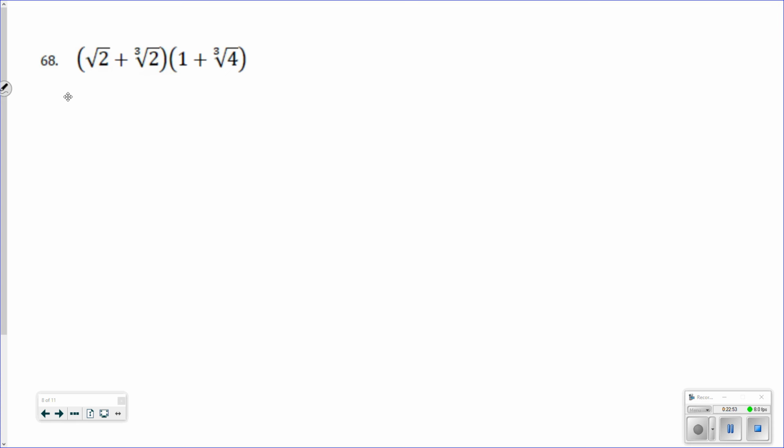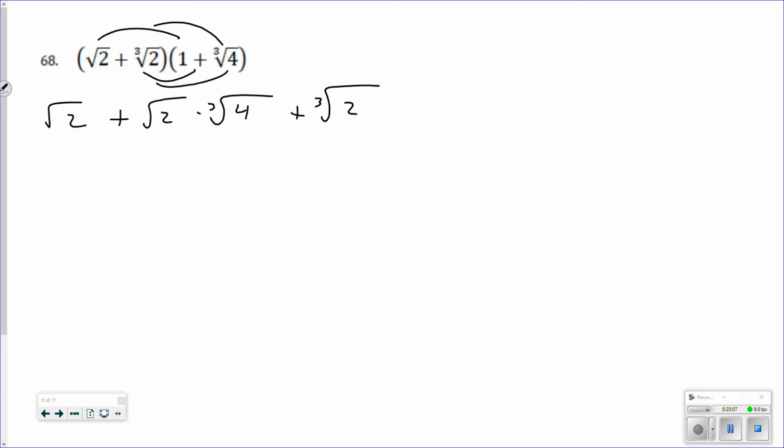All right, for this one, we're going to multiply these together, so just FOIL it out. Distribute the root 2. You get root 2 plus the square root of 2 times the cube root of 4. Distribute the cube root of 2. You get the cube root of 2 plus the cube root of 8. So we FOIL it out. The square root of 2 is just the square root of 2. I can't do anything with it yet.